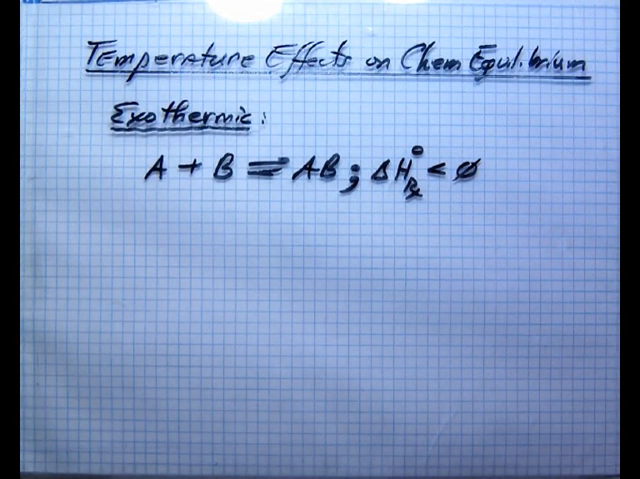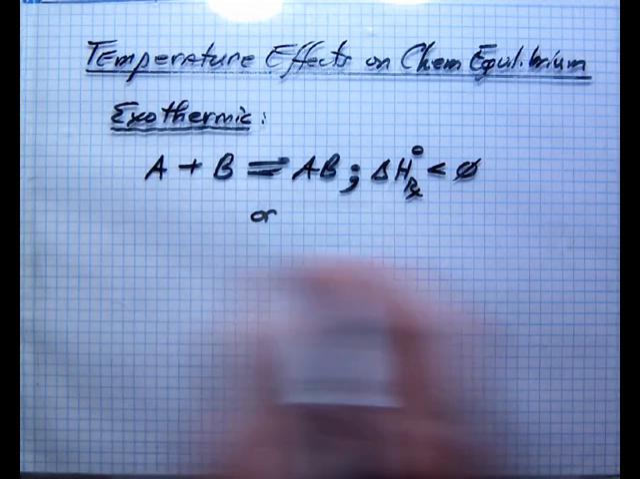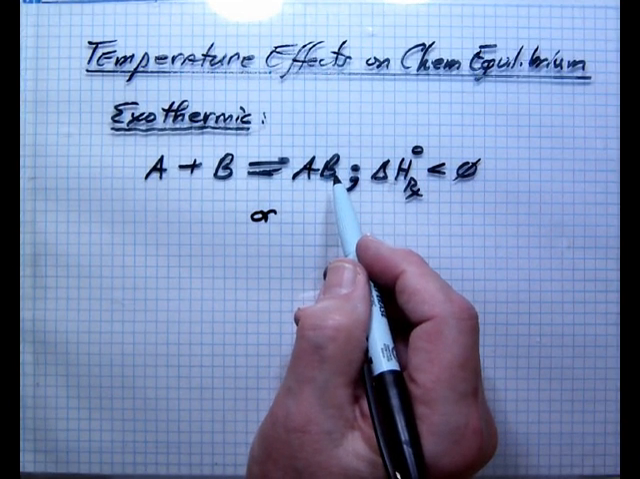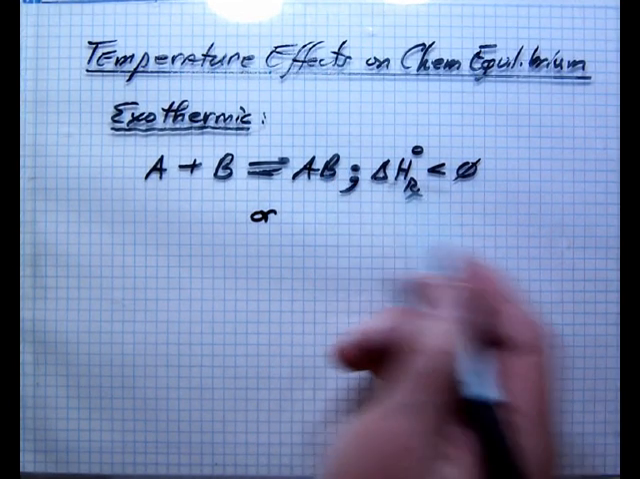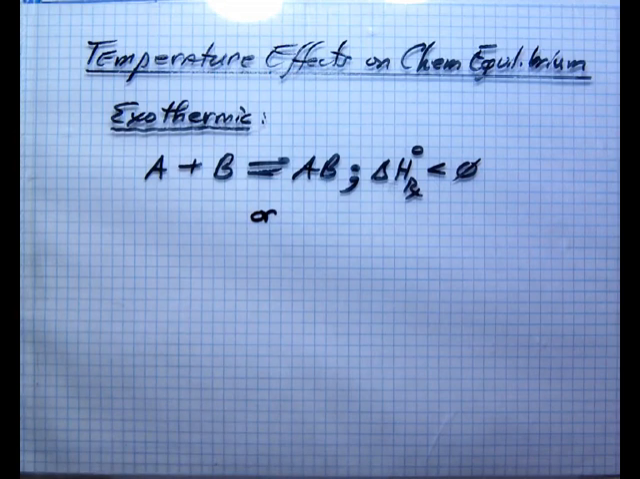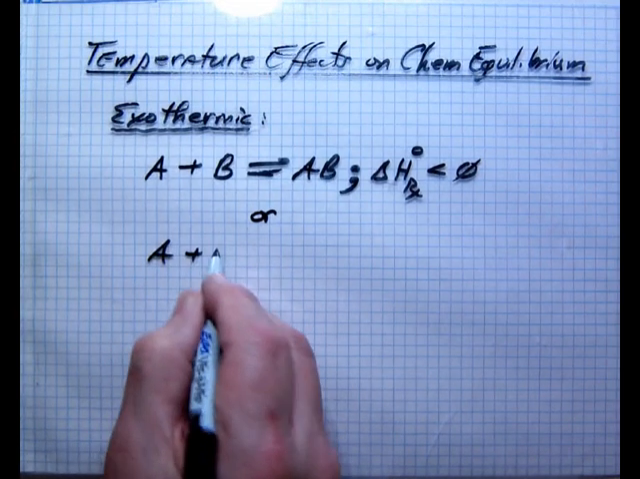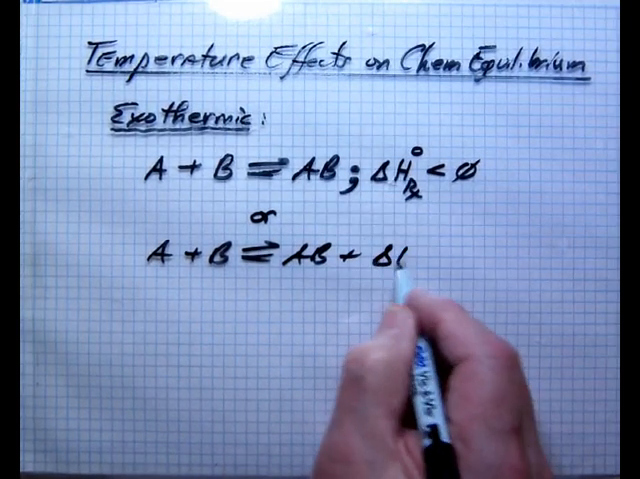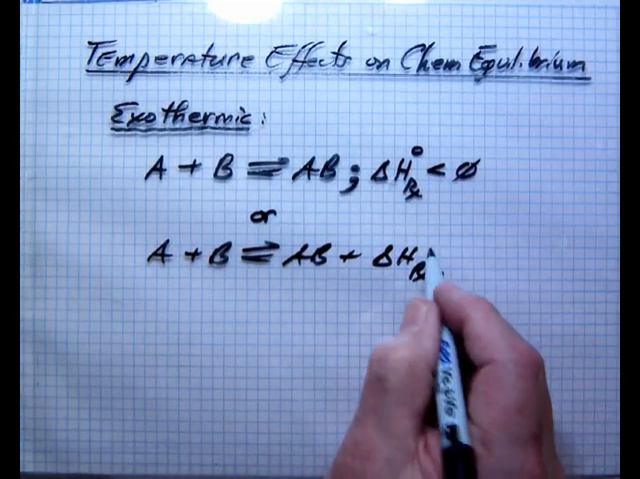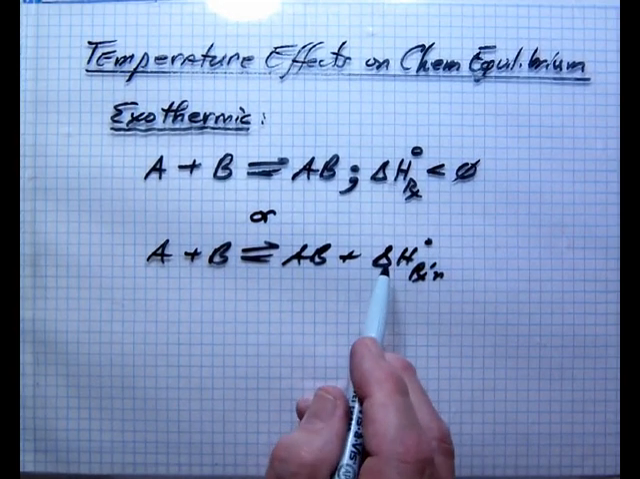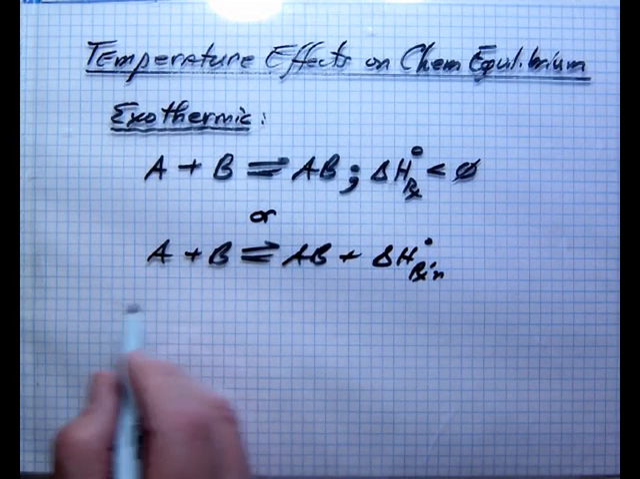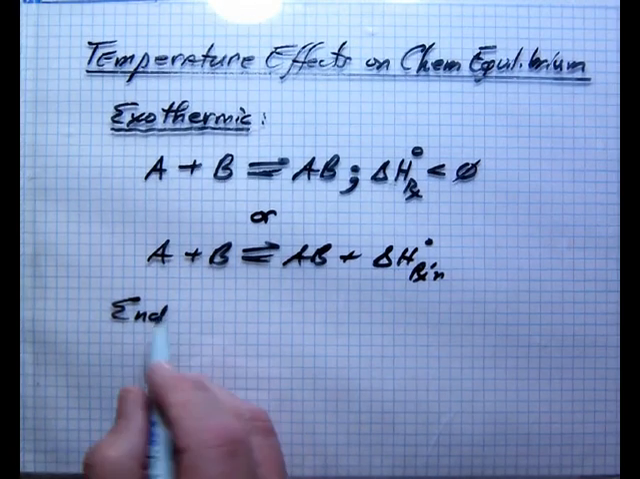Or you will see this, whatever the number is, attached to the product side of the reaction, indicating that it's a liberated value in terms of energy. It'll be A plus B goes to AB plus the delta H of the reaction. Now, this is on the product side of the equation that's written, indicating the exothermic. I'll go ahead and put in the endothermics, and then we'll play with a few.